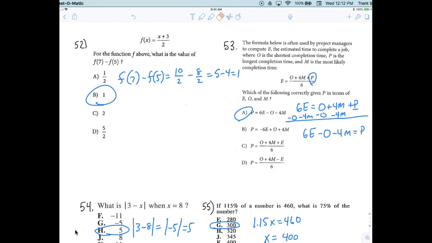So the divided by 6 is in the way. How do I get rid of a divided by 6? Multiply by 6. And when I multiply by 6, I get 6E is equal to O plus 4M plus P. Agreed? Now, how do I get rid of O? Subtract it. How do I get rid of a positive 4M? Subtract it.